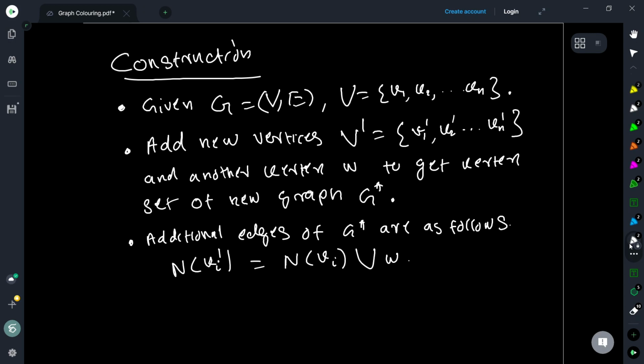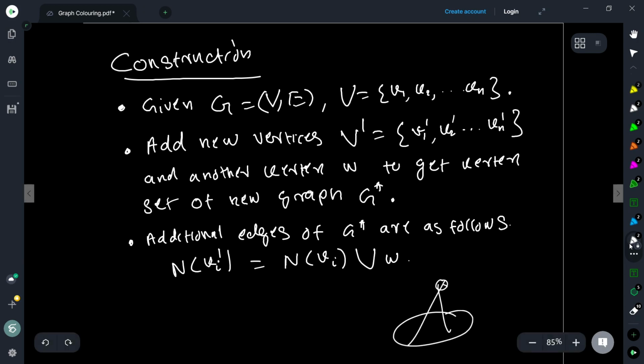I will also introduce a new vertex, let's say W, which is adjacent to all of these new vertices, V1 dash, V2 dash, etc., Vn dash. And how is the adjacency of Vi dash, for example? Vi dash is exactly a duplicate copy of Vi, which means that the neighbors of Vi dash are precisely the neighbors of Vi, and Vi is not adjacent to Vi dash.